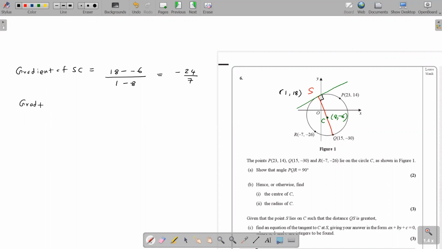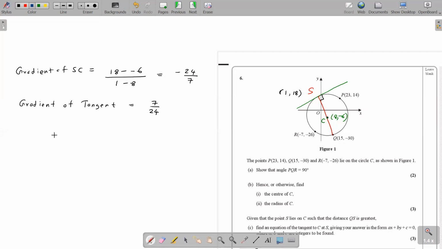Now tangent and radius are perpendicular. So the gradient of your tangent will be what? You have to take the reciprocal, right? So take the reciprocal and change the sign. So basically plus 7 over 24. Gradient product is minus 1. Do you agree with me? The easiest way to do it is we can take the reciprocal of the fraction and switch the sign.